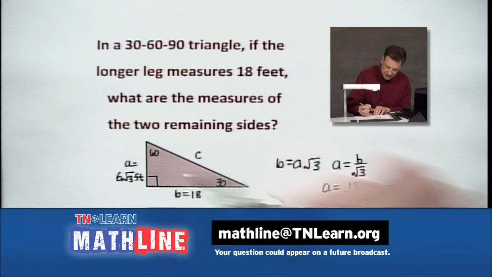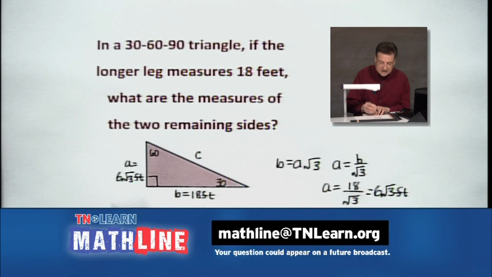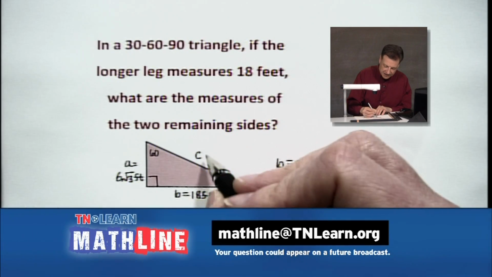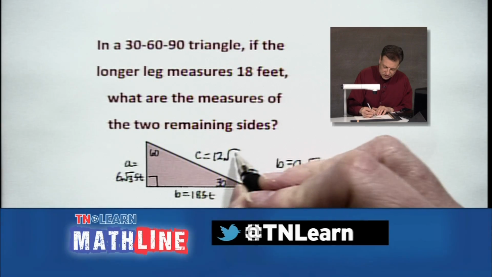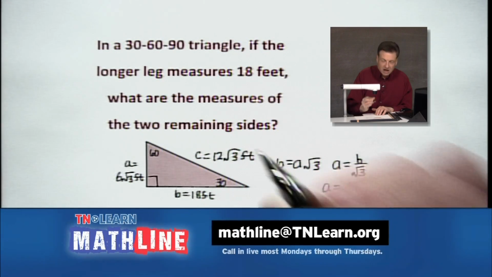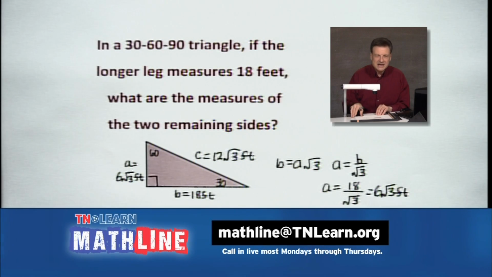We'll put feet on that, all right? This is feet. Double it. Double it. How easy is that? Double 6, you get 12. And bring the square root of 3 and the feet along for the ride. There are your 2 remaining sides.